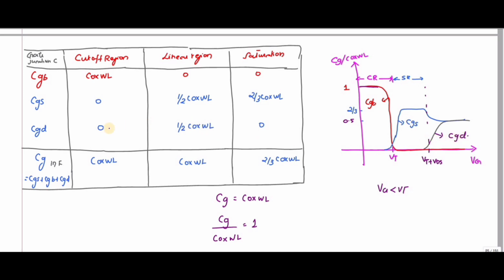CGD is 0 for the cutoff region and saturation region, and during the linear region it is 1 by 2. And if you see the CGS value, CGS is 0 for the cutoff region, it becomes 0.5 for the linear region, and it is 2 by 3 for the saturation region.